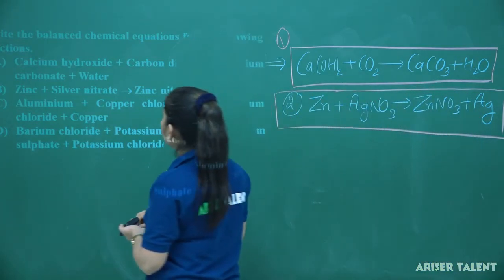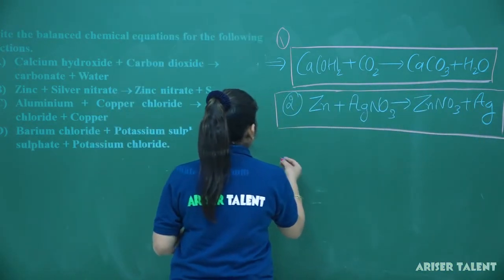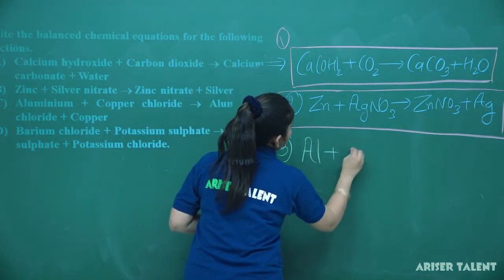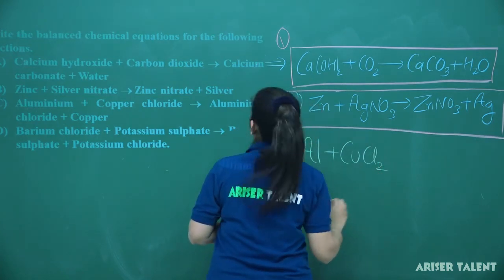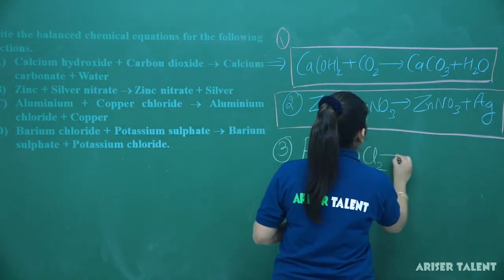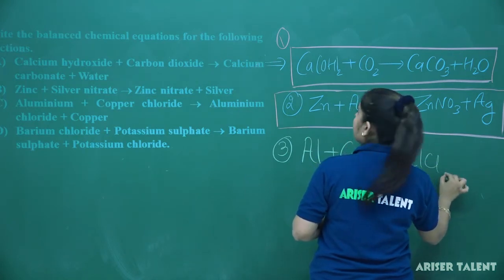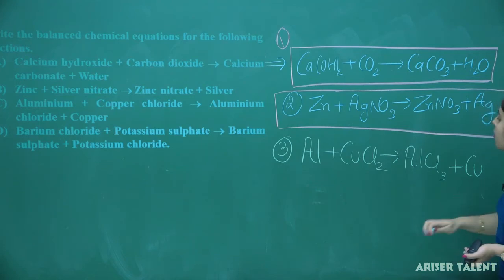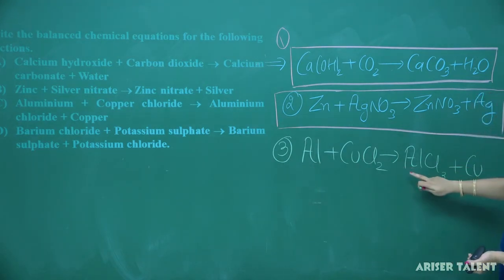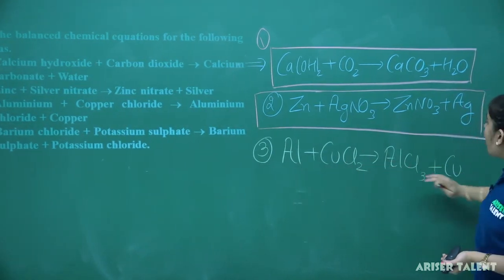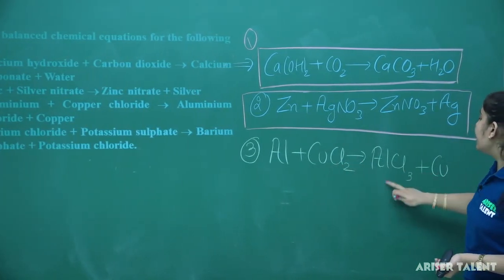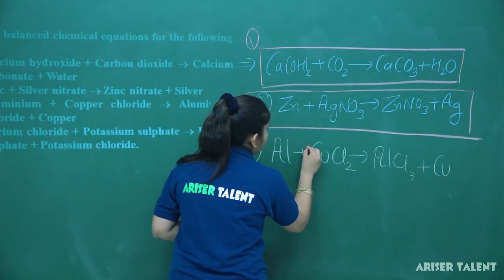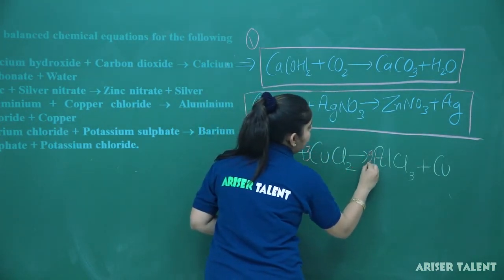Now, we are on our third question, aluminium plus copper chloride. So, question number 3 is aluminium plus copper chloride gives aluminium chloride plus copper. Now, look at this equation. We have aluminium 1, copper 1, but Cl here is 2, but Cl here is 3. So, it is imbalanced. So, I am putting 3 over here and 2 over here.